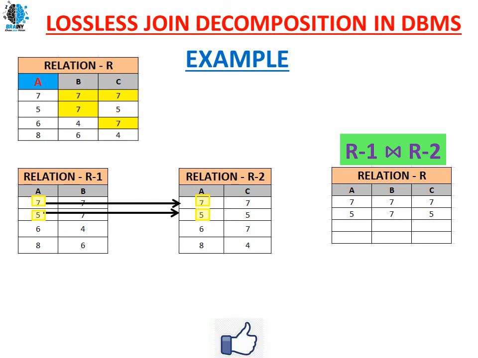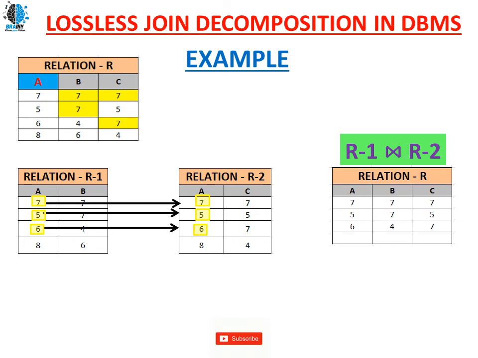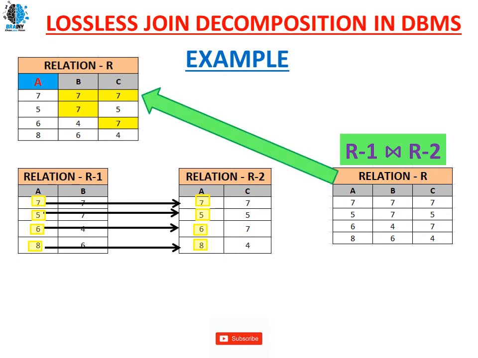Next, the value 6 of attribute A in both tables R1 and R2 is the same. So we got the third value in the resultant table as 6 4 7. The last value of attribute A in the two relations R1 and R2 is 8. So the resultant value in the resultant table will be 8 6 4. So this is our resultant table, which we got with the help of natural join. So we have done the lossless join decomposition in database management system, which is exactly equal to our original table.